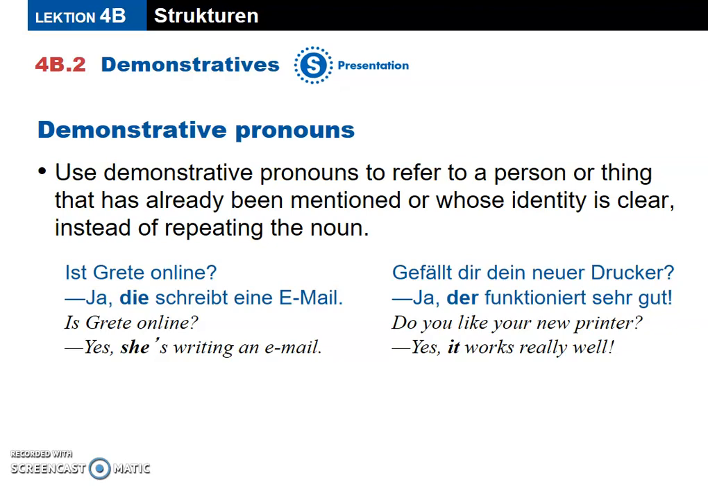Gefällt dir dein neuer Drucker? Do you like your new printer? Ja, der funktioniert sehr gut. Yeah, it works really well. And it just makes it more clear what you're talking about. You're talking about der Drucker, and that just means it works really well, instead of saying er.